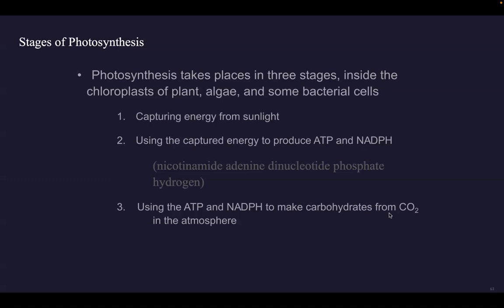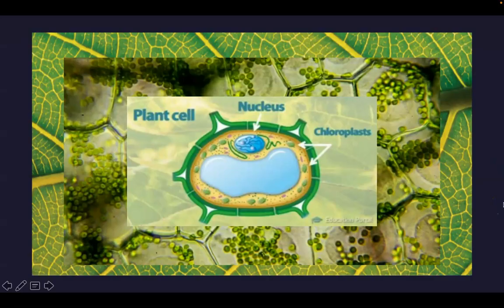You don't need to know that it stands for nicotinamide adenine dinucleotide phosphate hydrogen. That's irrelevant. I included that in case anybody was like, wait, what does NADPH stand for? Well, that's what it stands for. We're always going to refer to it in this condensed way, NADPH. And it's just a useful molecule that's going to then be used in the next part of photosynthesis. Step number 3, where we're using the ATP and NADPH to make the carbohydrates from CO2 in the atmosphere. So those are our 3 basic steps to photosynthesis, and it's all happening inside the chloroplasts.